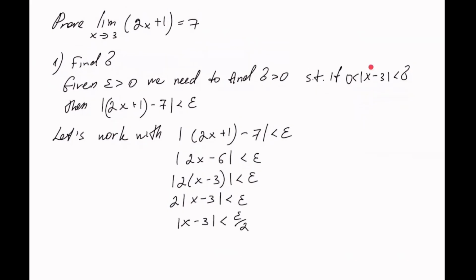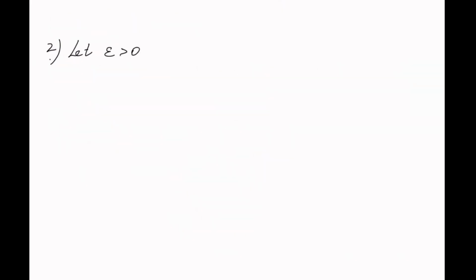Now, you see that this x minus 3 is the same as in the if statement. So from here on, what we can do is choose our delta to be epsilon over 2. Okay, so now we've chosen our delta. Now it's time for the next step, to write a proof. Let epsilon greater than 0 be given. Then choose delta to be epsilon over 2.